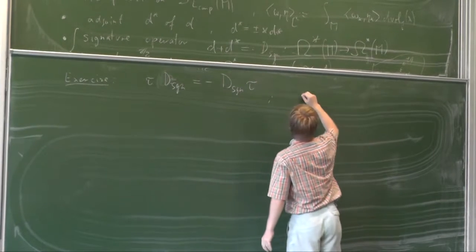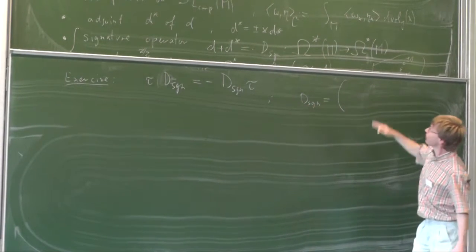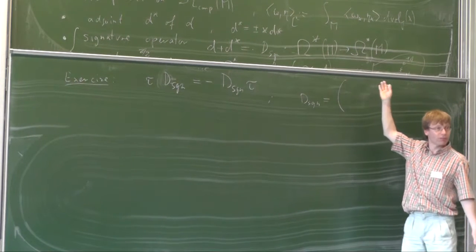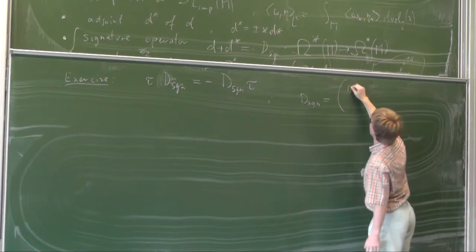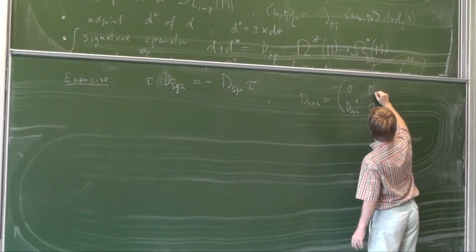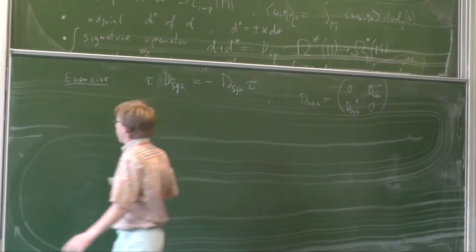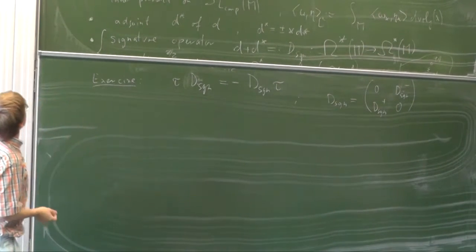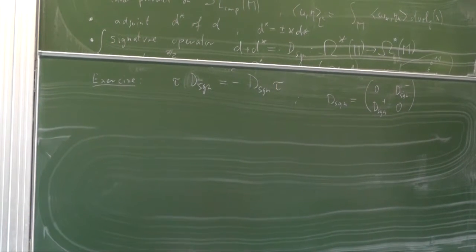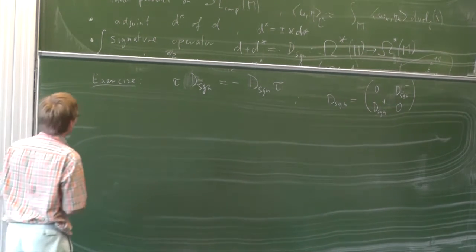Consequently, the signature operator, if we write it as a matrix according to the splitting of our forms into plus and minus part, looks like that. That's the signature operator. Now, you should ask me or yourself, why is it called the signature operator? What does it have to do with the signature?